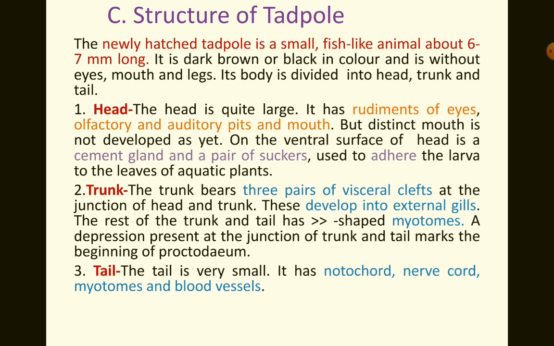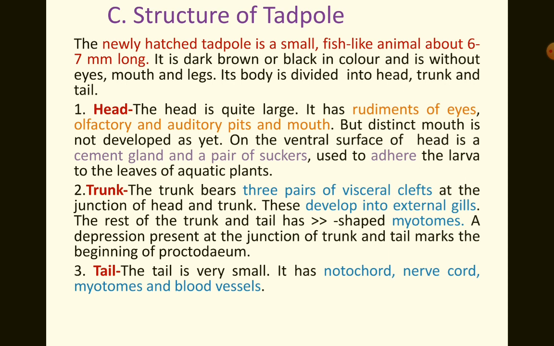Now when we discuss the trunk, this trunk bears 3 pairs of visceral clefts at the junction of the head and the trunk, and these develop into external gills. The rest of the trunk and tail has V-shaped myotomes, and the depression present at the junction of the trunk and the tail marks the beginning of the proctodeum, that is the formation of the anus. And the tail will be very small, which possesses a notochord, nerve cord, the myotomes and the blood vessels.